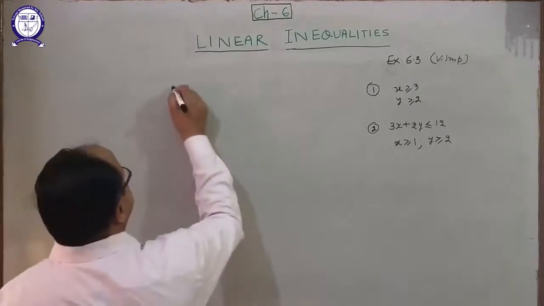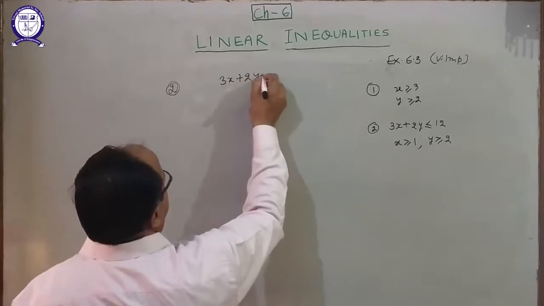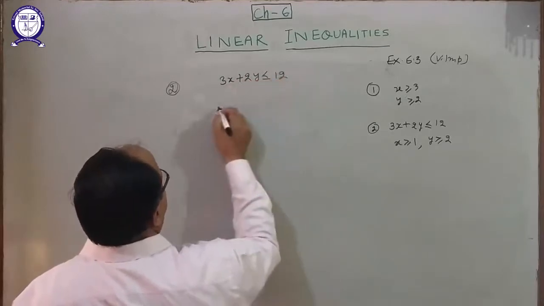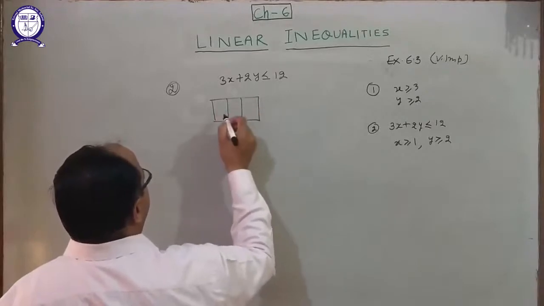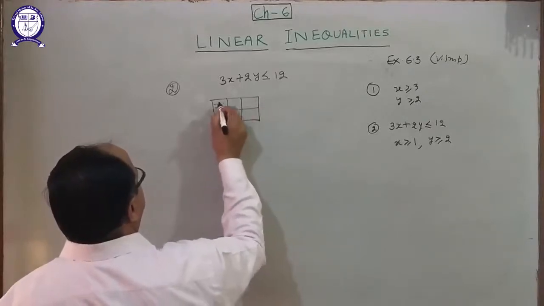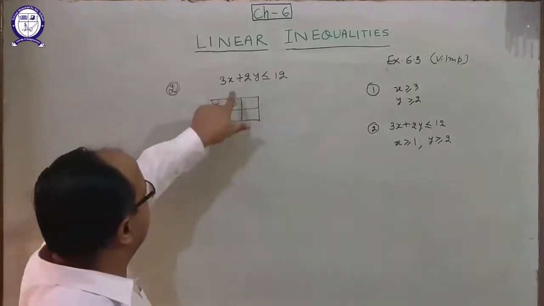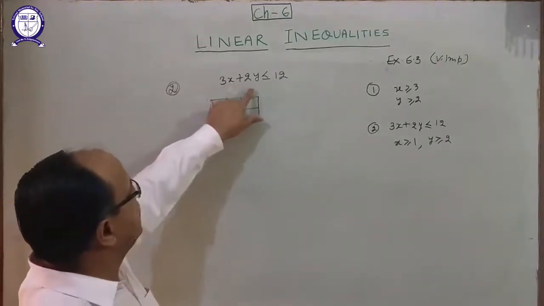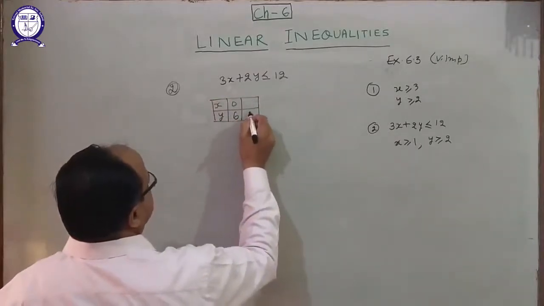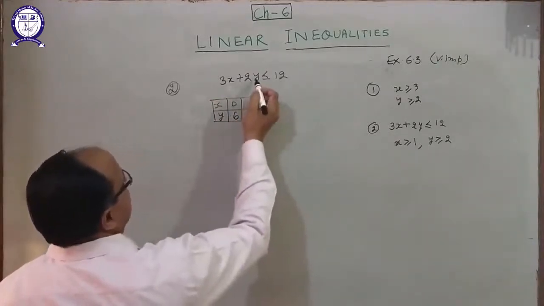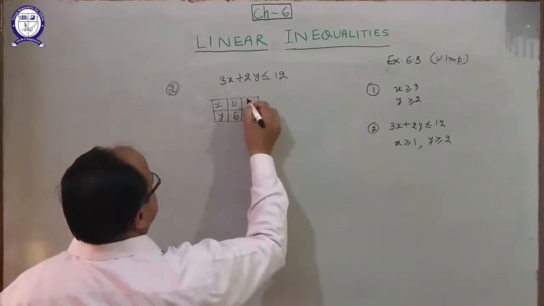Second question. 3x plus 2y less than or equal to 12. Firstly, make the table. Put x is equal to 0, then 2y is equal to 12, so y is equal to 6. Put y is equal to 0, then x is equal to 4.